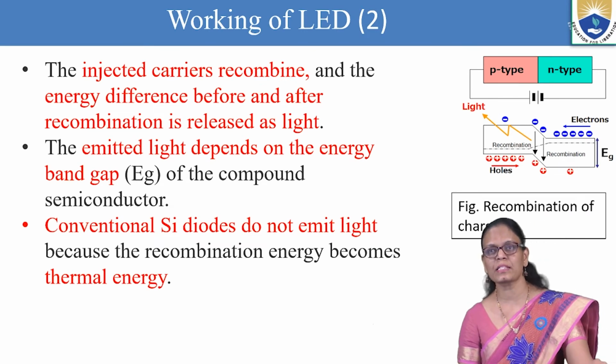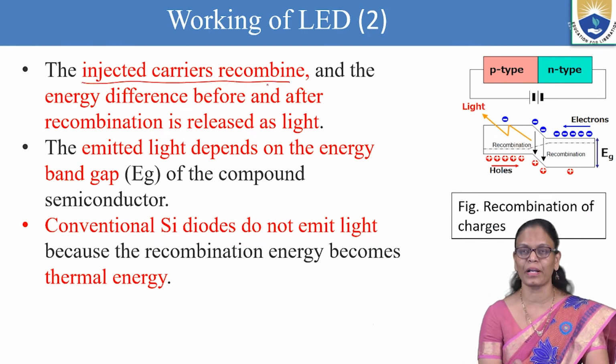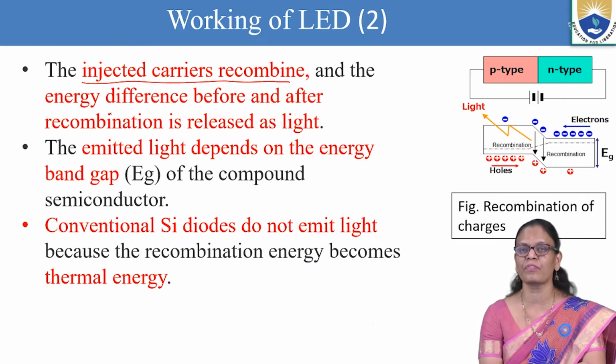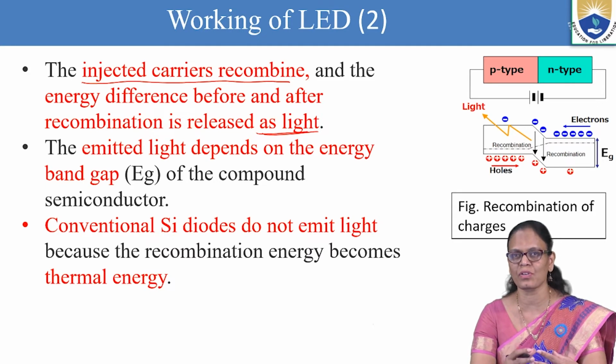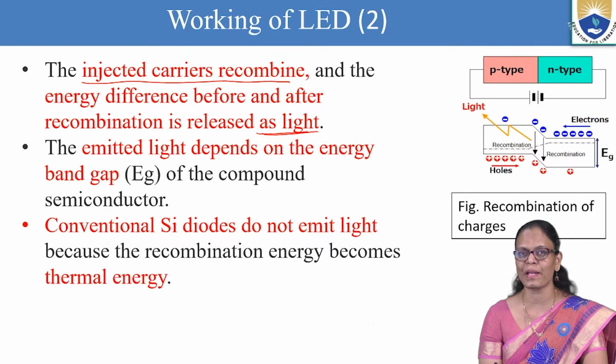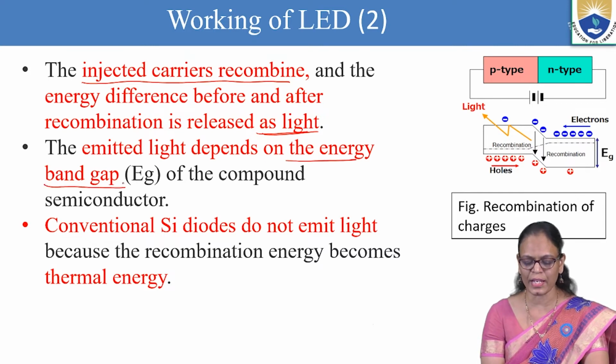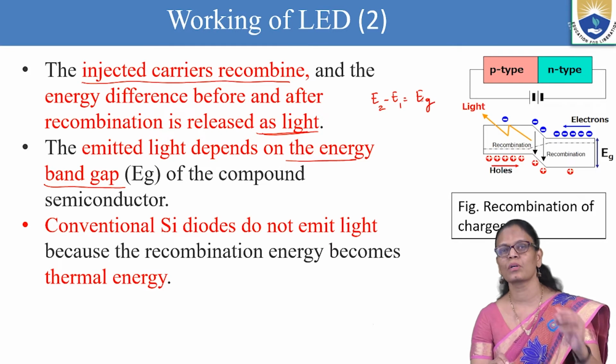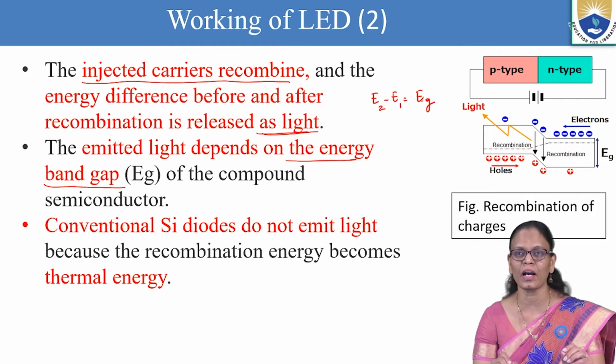So what happens when these injected carriers recombine? When there is recombination of these electrons and holes, the energy difference before and after recombination is released as light. The emitted energy is E2 minus E1, and this depends upon the energy gap, Eg, of the compound semiconductor, that is the material we are using.